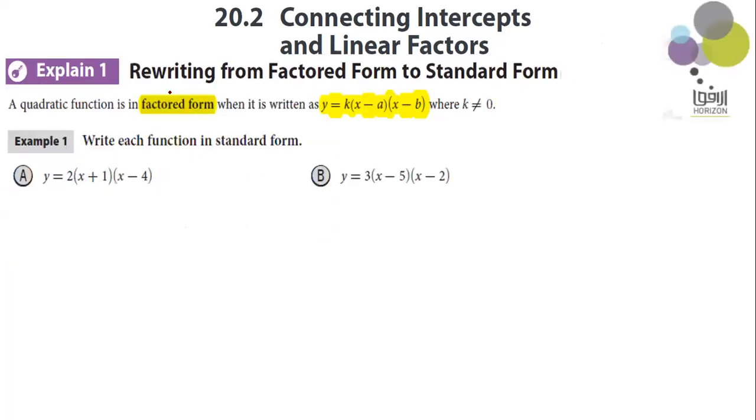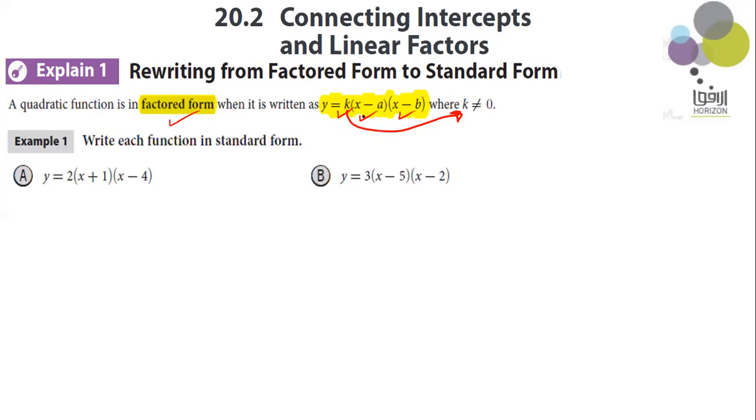First part of our lesson, rewriting from factored form to standard form. Firstly, what is a factored form? A factored form of a quadratic function will be in this form, y equal k, this k is any number, and under one condition, k can't be 0. K multiply x minus a multiply x minus b. So now we have three factors. The first factor is k. Second factor is the second bracket, x minus a. Third factor is x minus b.